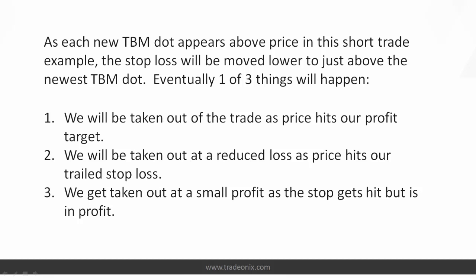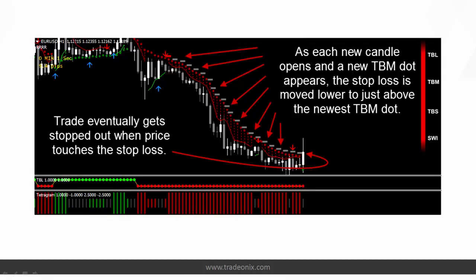Number two, we will be taken out at a reduced loss as price hits our trailed stop loss. And number three, we'll get taken out at a small profit as the stop loss gets hit, but is in profit. Now, the trade goes our way, and with every new TBM dot that shows up, the stop loss is continually reduced. It is moved along in the direction of the trade. Eventually, we do get stopped out when the price touches the TBM.